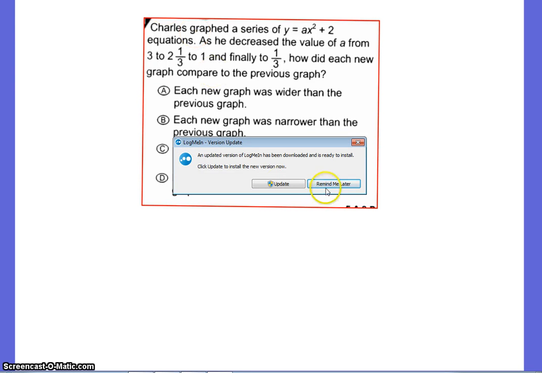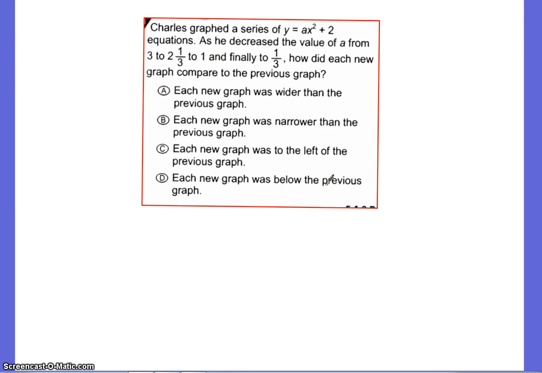This is for Algebra 1. S1P9, number 1. Charles graphed a series of y equals ax squared plus 2 equations.